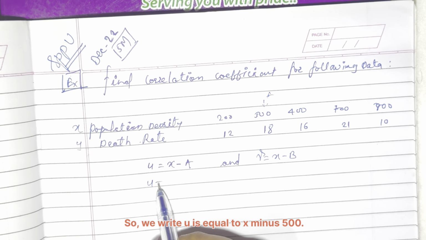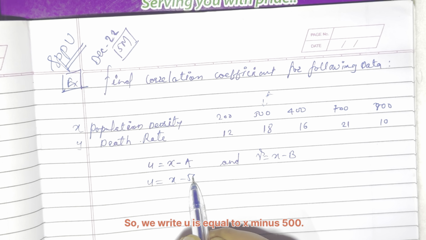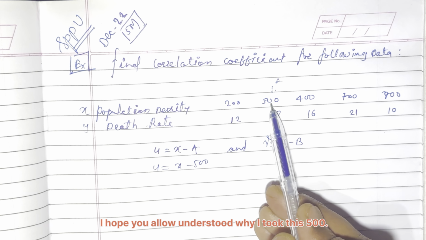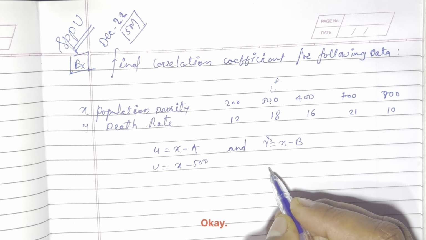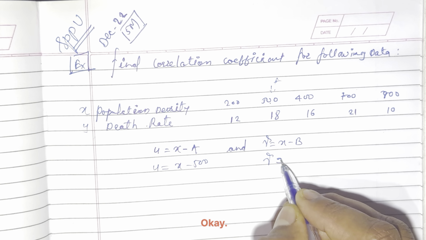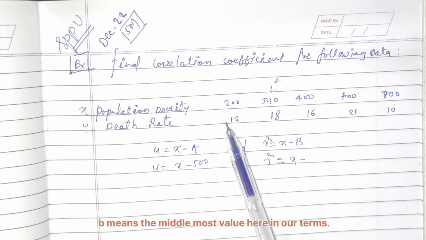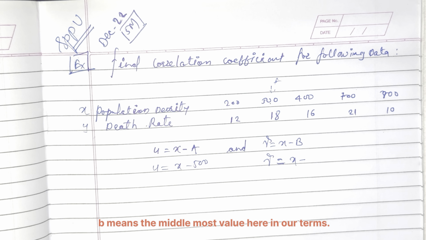So we write u which is equal to x minus 500. I hope you all have understood why I took this 500. Now we want the v. So v can be written as x minus b. b means the middlemost value here in our terms. So what is the middlemost over here?